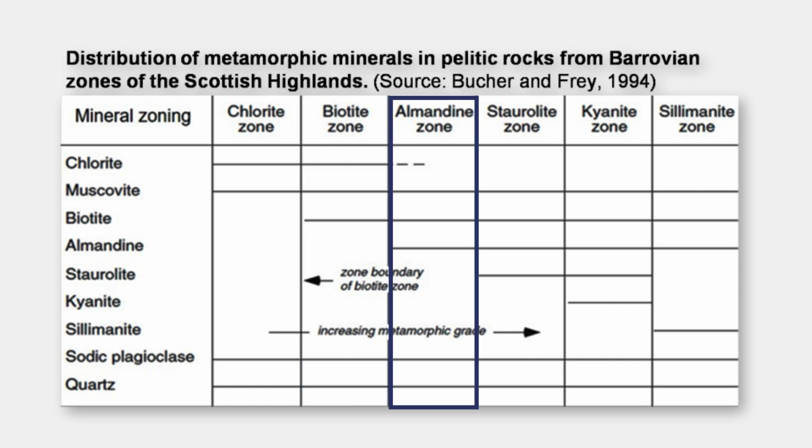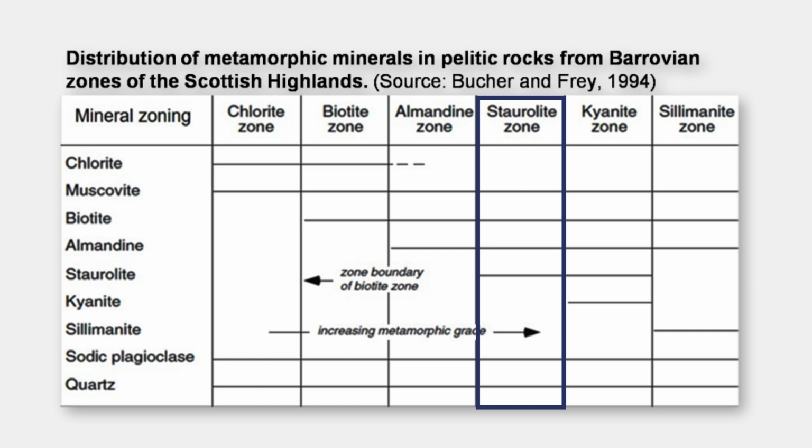The next zone is biotite zone, where you have chlorite, muscovite, biotite, sodic plagioclase and quartz present here. The next one is almandine zone. Almandine zone is marked by the presence of almandine, along with sodic plagioclase and quartz.